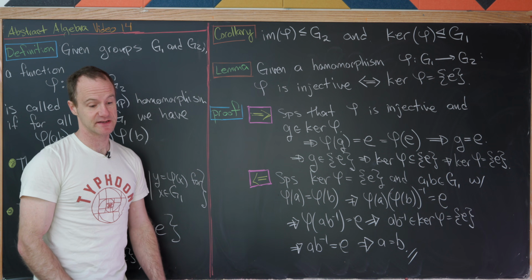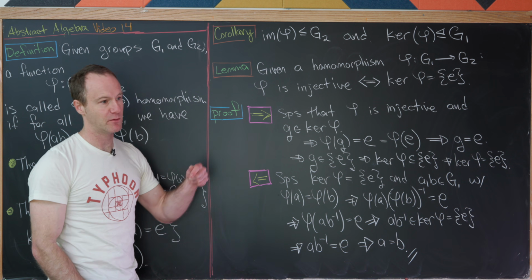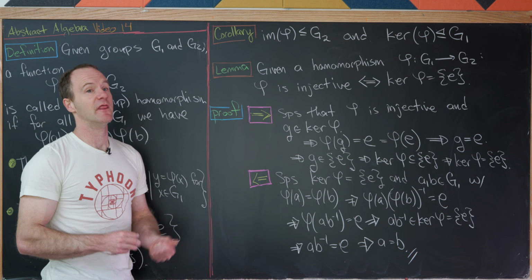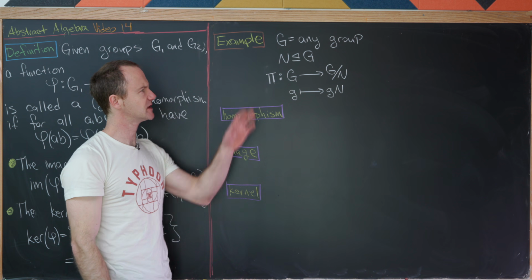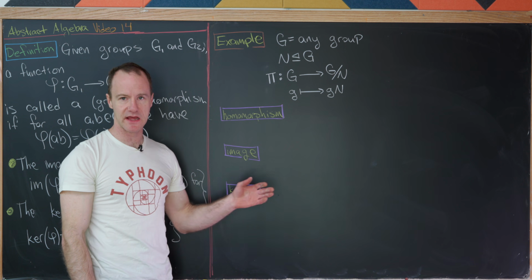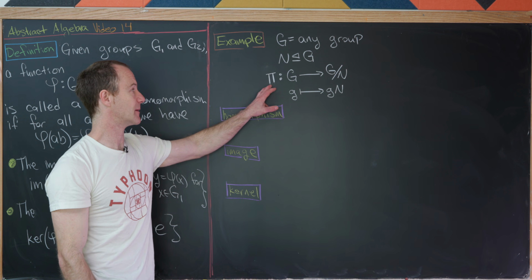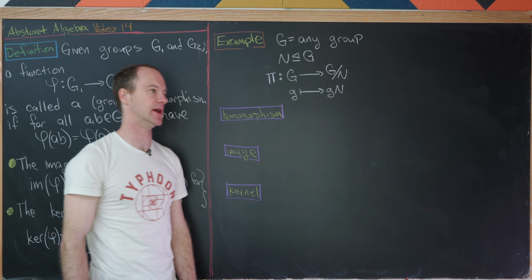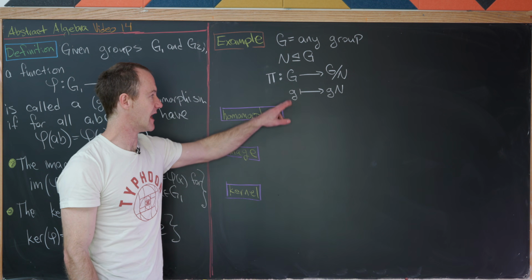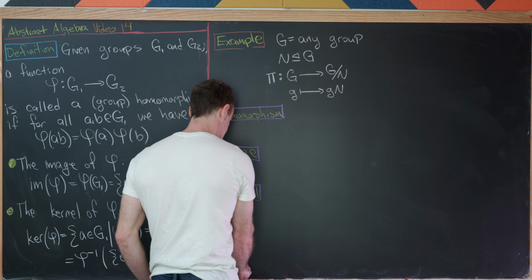So we've proven this lemma. Now we're ready for a quick motivating example before we look at something called the first isomorphism theorem for groups. Now for that general example, let's take G to be any group at all and N to be a normal subgroup of G. Then we'll take pi to go from G to the quotient group G mod N. And we'll define that by g is sent to the coset gN.